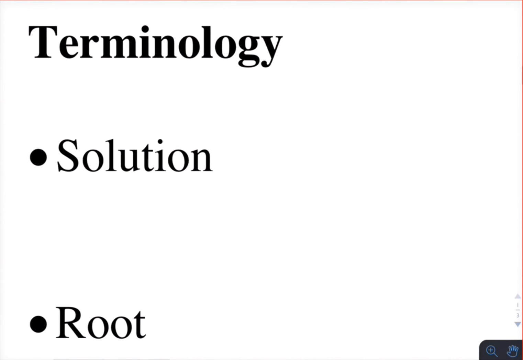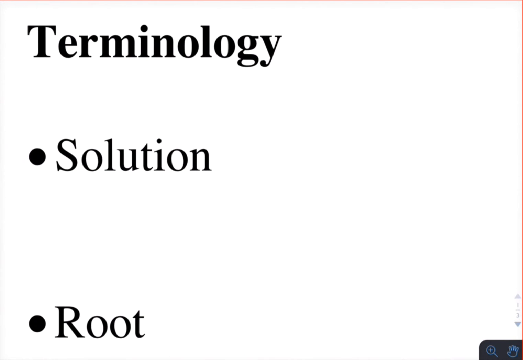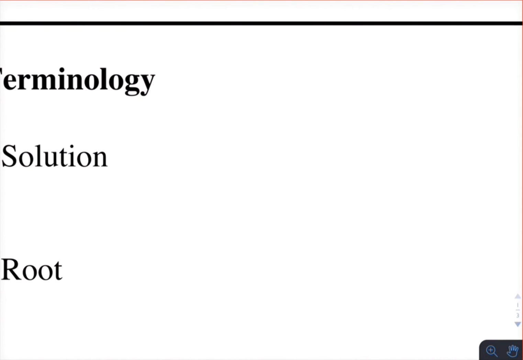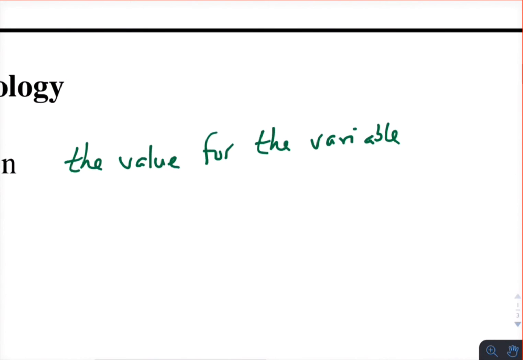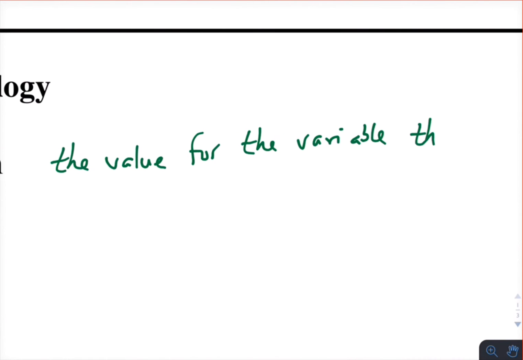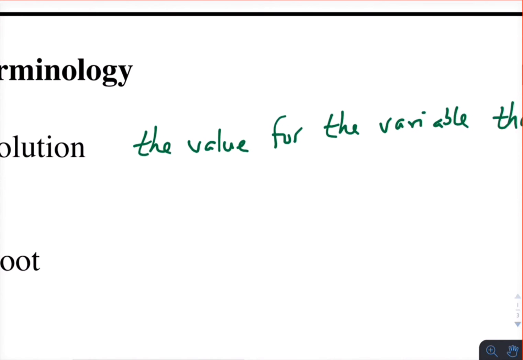So the first thing is solution. A solution is just the value for the variable that satisfies the equation. And by satisfies the equation, we just mean makes the equation true.